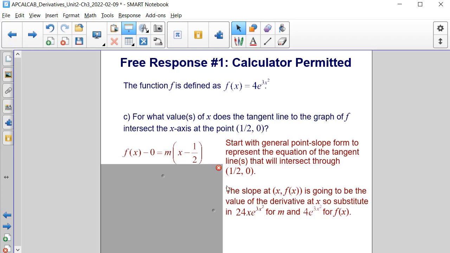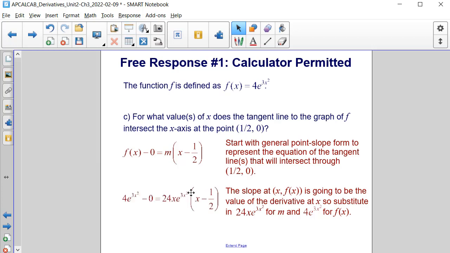Now from here, we know that the slope is going to be the value of our derivative. So that's going to be 24x times e to the 3x squared. We're going to fill that in for m. And we can fill in 4 e to the 3x squared in for f of x. And when we do that, our equation will look like this.